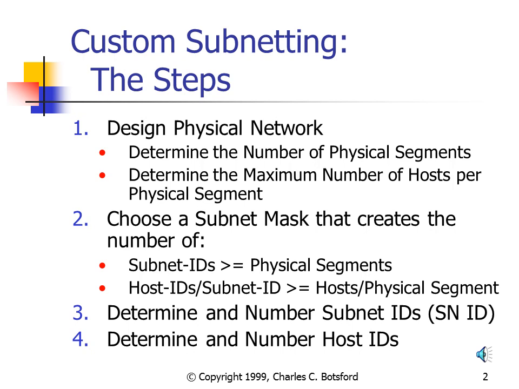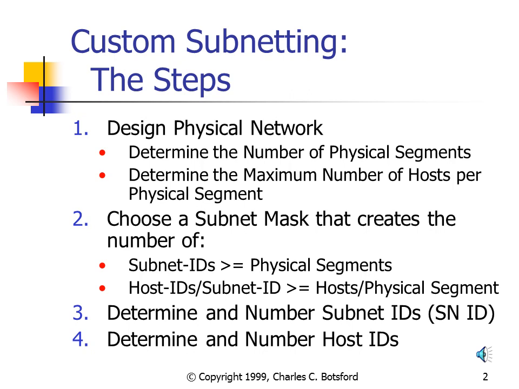Now, step 2 is to choose a custom subnet mask that creates a number of subnet IDs that is greater than or equal to the number of physical segments, and also the custom subnet mask must give us a number of host IDs on each physical segment that is greater than or equal to the actual number of hosts on each physical segment, because we always have to match the software, that is the numbering of the IP addresses, to the physical segments.